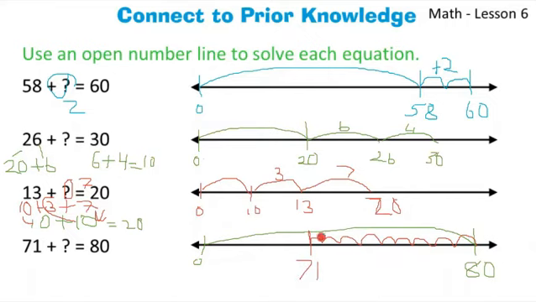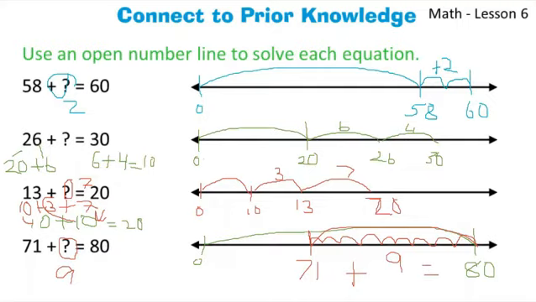So what is this hop from 71 to 80? What is that going to be? So I count this up. 1, 2, 3, 4, 5, 6, 7, 8, 9. There's 9. So 71 plus 9 is equal to 80. So my mystery number here is 9.